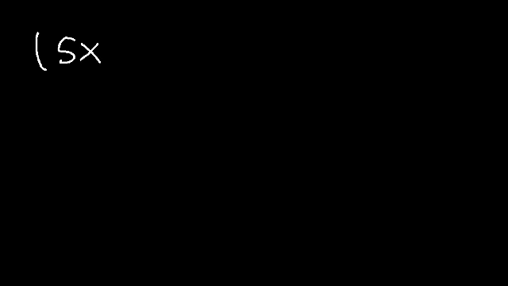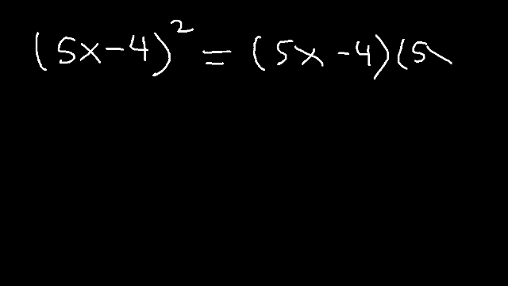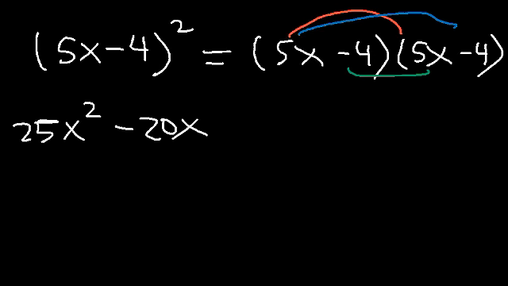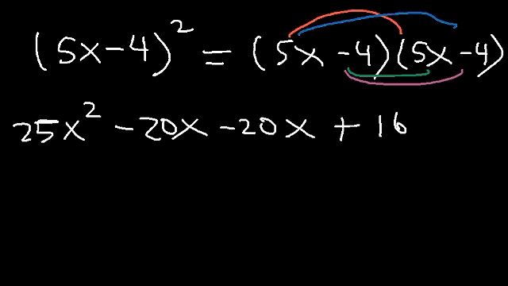Now, what if you have an expression that looks like this? What would you do? 5x minus 4 squared is equivalent to 5x minus 4 times 5x minus 4. It simply means that you have two of them. 5x times 5x is 25x squared. 5x times negative 4 is negative 20x. Negative 4 times 5x is negative 20x. And finally, negative 4 times negative 4 is positive 16. Whenever you multiply two negative numbers, you will get a positive number.